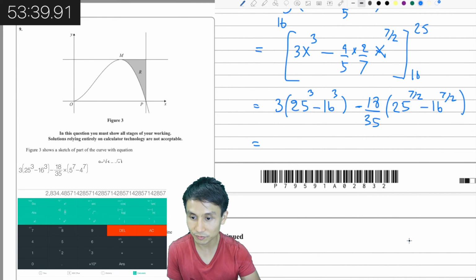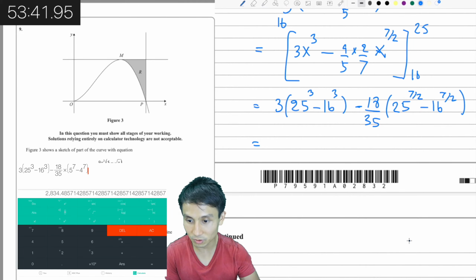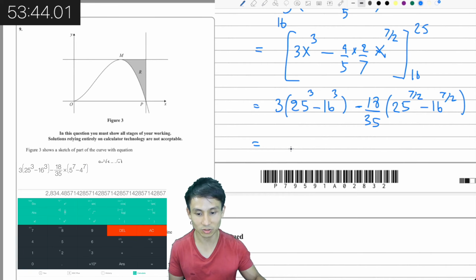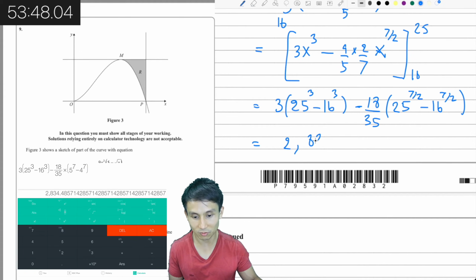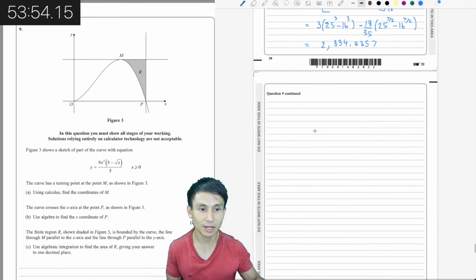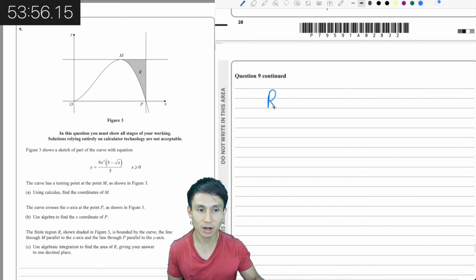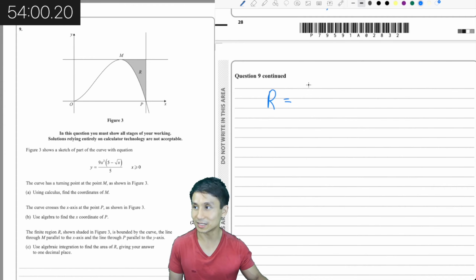But we give the answer to 1 decimal place, so I'm just going to do it quite precisely first here. 2,834.4857. And then we're going to do R equals the area of the rectangle minus the area we just found.